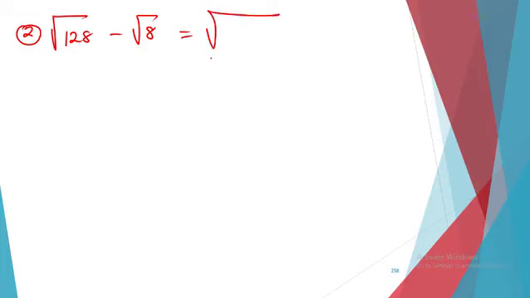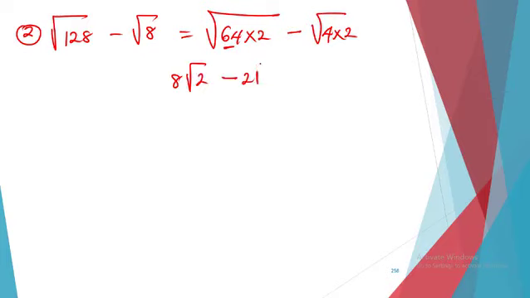Okay, so we have number 2. Assuming we are given root 128 minus root 8. Okay, how do we express this? Let us start. 128 is equal to 64 times 2, and 64 is a perfect square. Remember, 8 times 8 is 64. Then we have root 8 is equal to 4 times 2, right? So square root of 64 is 8. We have 8 root 2 minus square root of 4 is 2. We have 2 root 2.